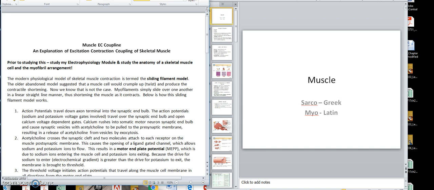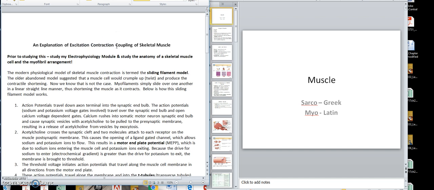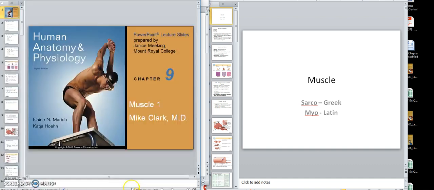So I want you to print that out and just use it as a companion. Muscle EC coupling. That's what you're looking for. All right. So I'm going to take that off. And then I'm going to bring this PowerPoint back up, which is Muscle 1. So let's go through that. We're going to take our time and go through this and see if we can understand this.